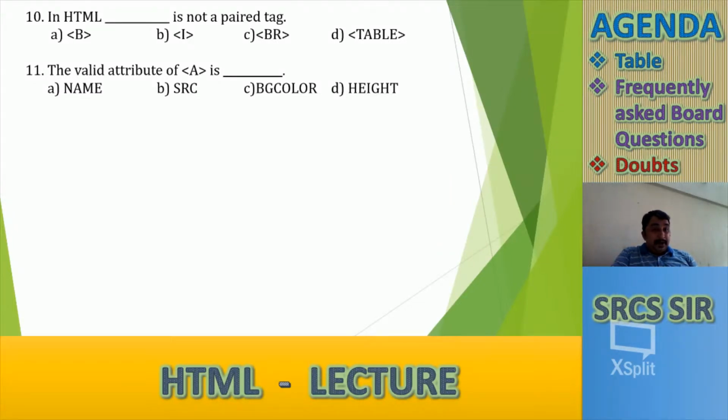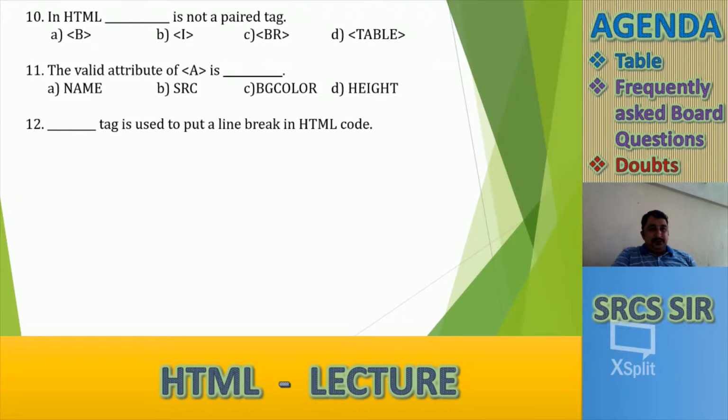The valid attribute of anchor tag. No one is giving. Amisha, you had given the right answer. Good, very good. Name is the attribute which is a valid attribute for anchor tag. SRC, these are all we are not using in anchor tag. Right. Next question. Dash tag is used to put in HTML.